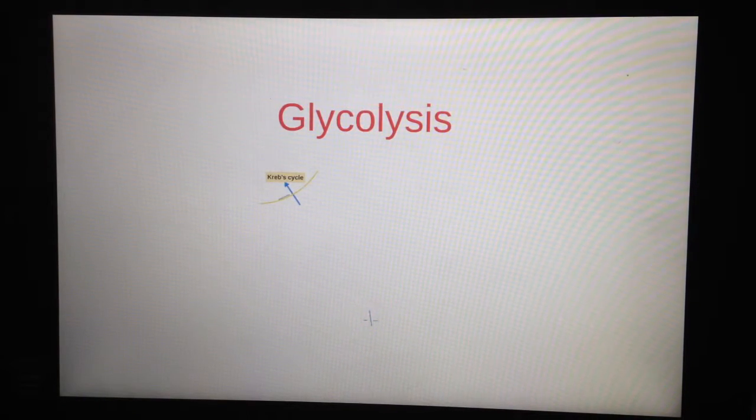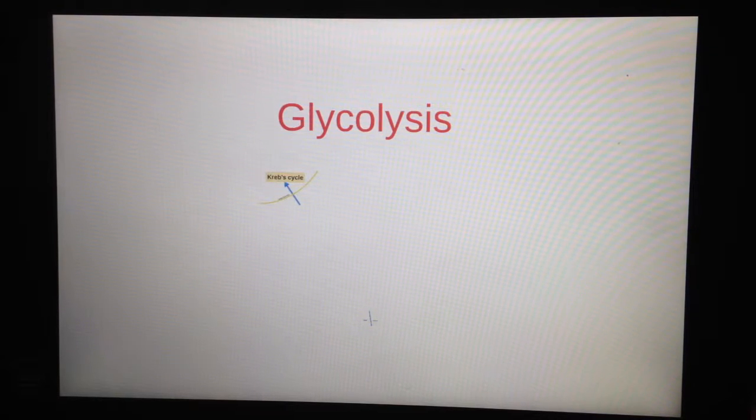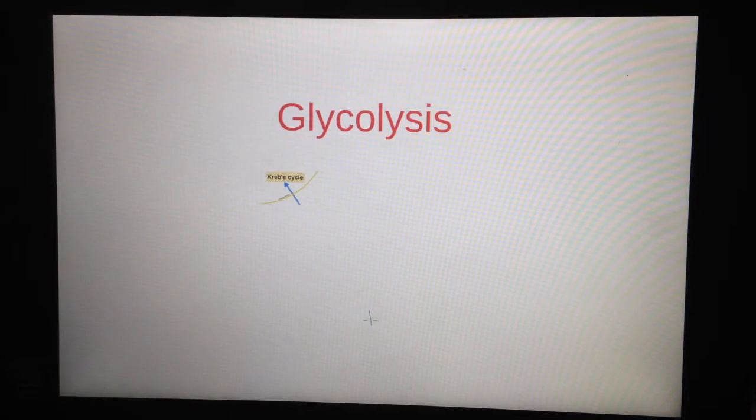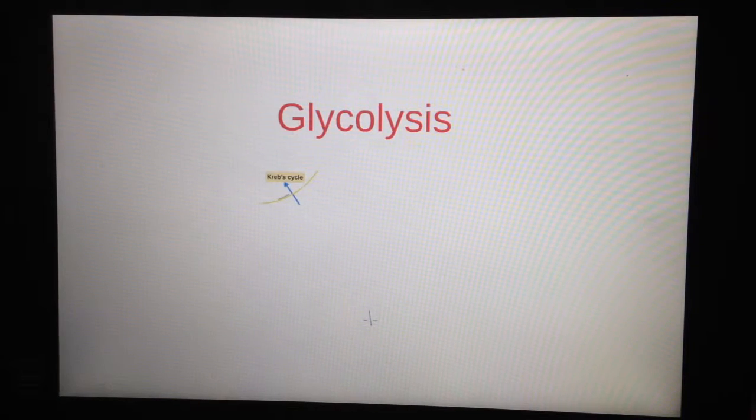Okay, let's start learning about glycolysis. I'm going to try and keep things very, very simple, and I'll try and build it up using the same diagrams, but with more information as we go on. So let's start. Glycolysis obviously starts with glucose, right?